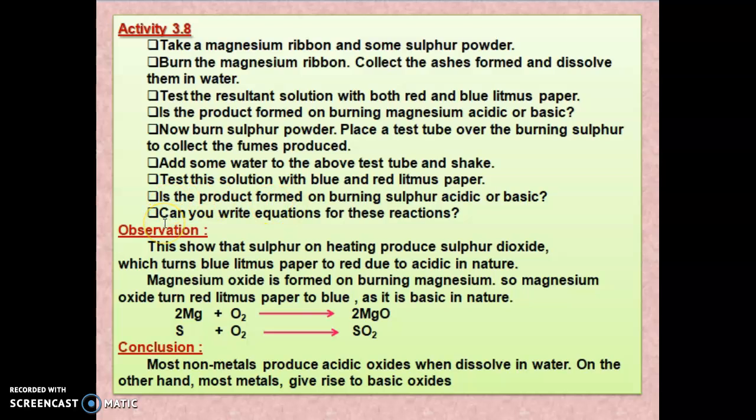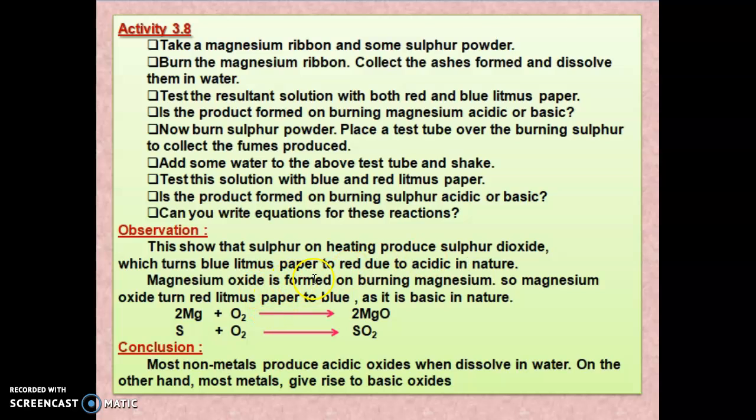So, observation. This shows that sulfur on heating produces sulfur dioxide, which turns blue litmus paper red due to its acidic nature. So on burning sulfur, we get sulfur dioxide. When we test this sulfur dioxide with blue litmus paper, it turns red. So when blue turns red, it is acidic.